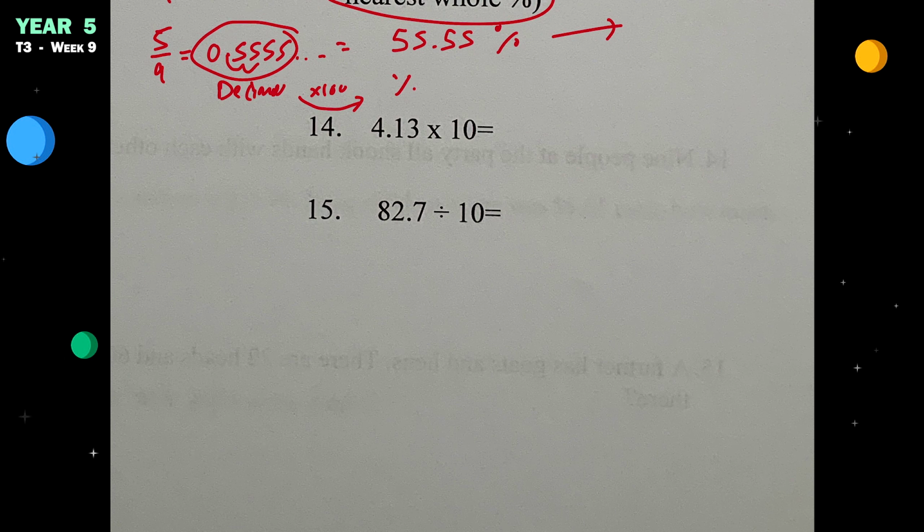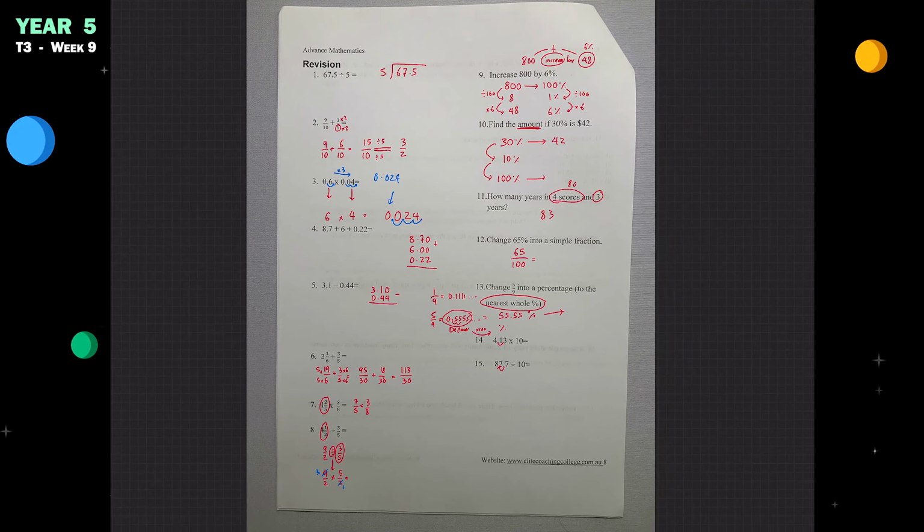Next one, times it by 10, move decimal place to the right. Divide by 10, move decimal place back to the left. And that one's done. Next page.